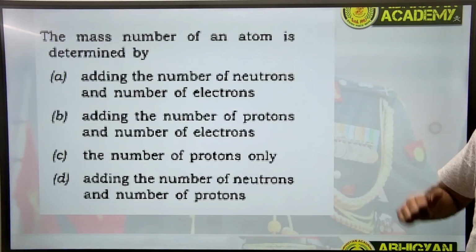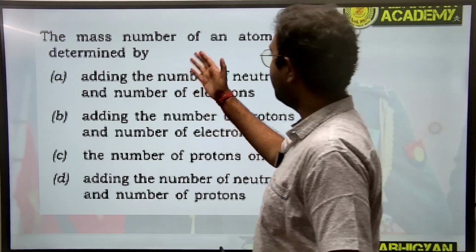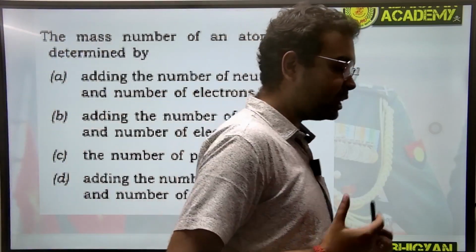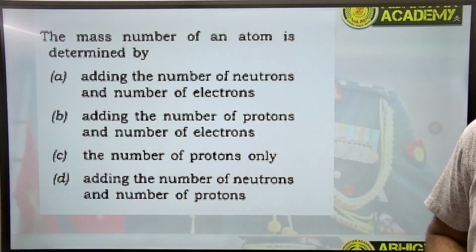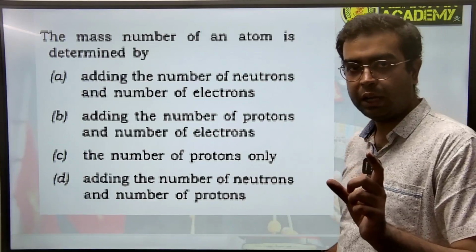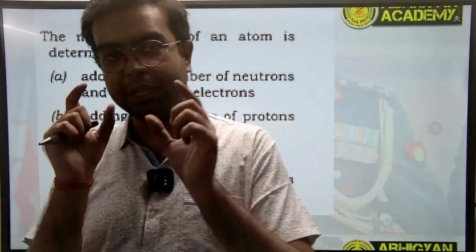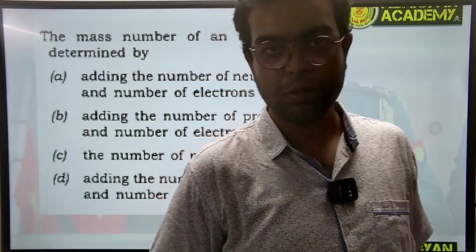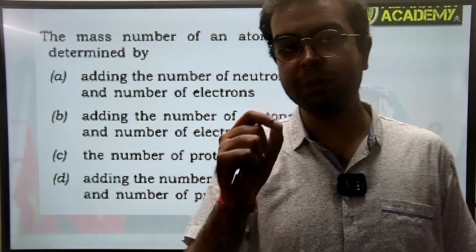Now the next question is very easy. How is the mass number of an atom determined? All right, so what is mass number? When you add up the number of protons and the number of neutrons present inside an atom, that is the mass number of the atom.